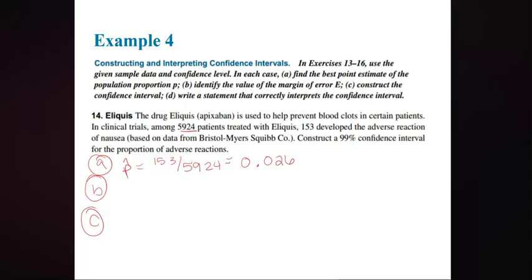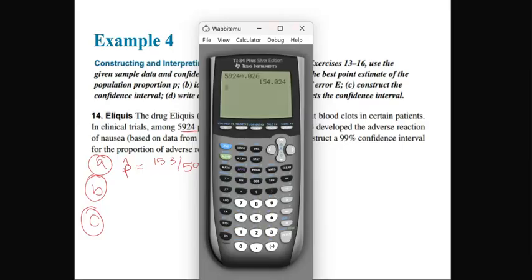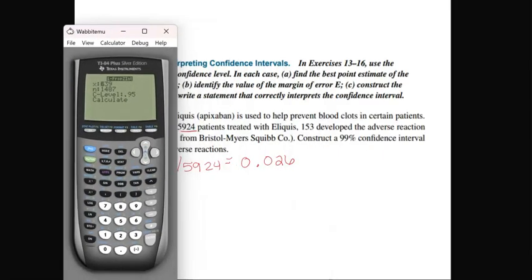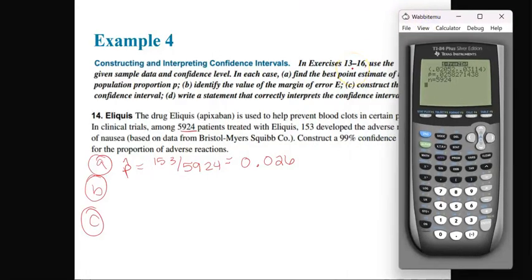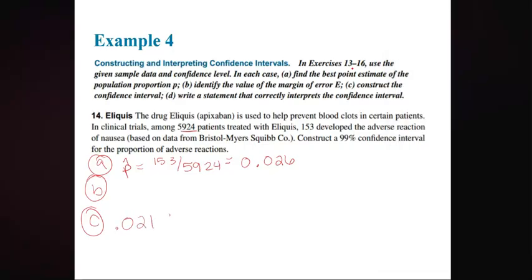I really like to do the confidence interval first. So let's go to our calculator. Stat, tests, one proportion z interval. Our x they actually give us in this case, it's 153. And we know it's out of 5,924. And we need to change this to 0.99. And so we get our confidence interval here is about 0.021 less than p less than 0.031.